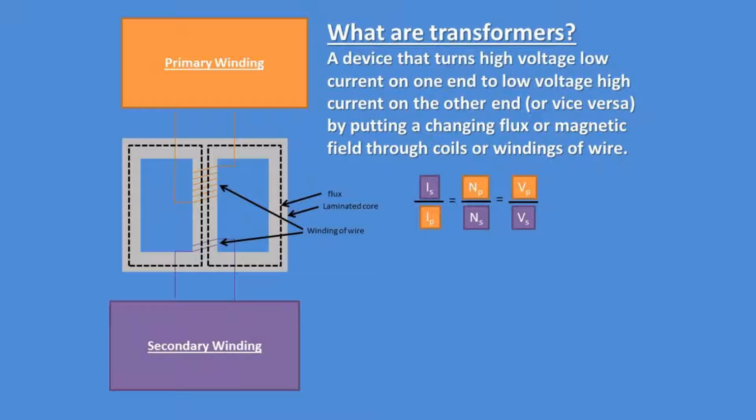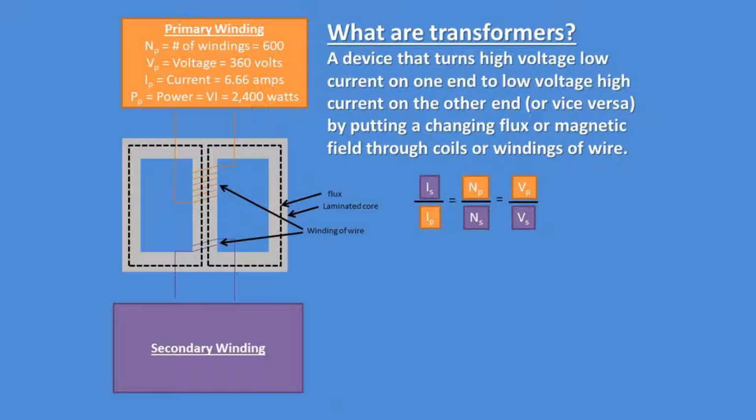Now the formula that relates the current, number of windings, and the voltage of the primary and secondary winding is: current secondary over current primary is equal to winding primary over winding secondary, which is equal to the voltage primary over the voltage secondary. Now let's do an example problem where all the solvables are given, and we can plug these solvables into the equation to ensure that we have the correct values.